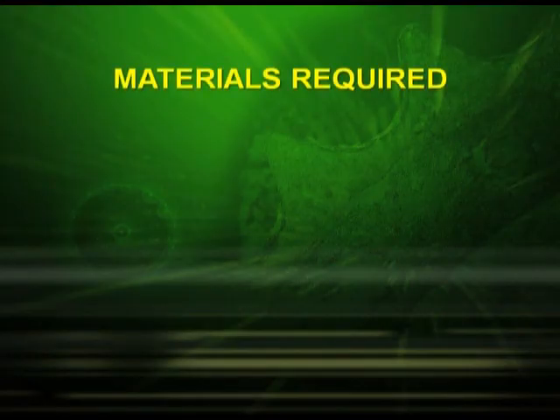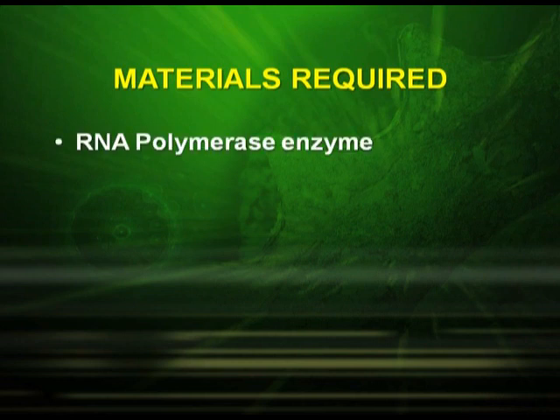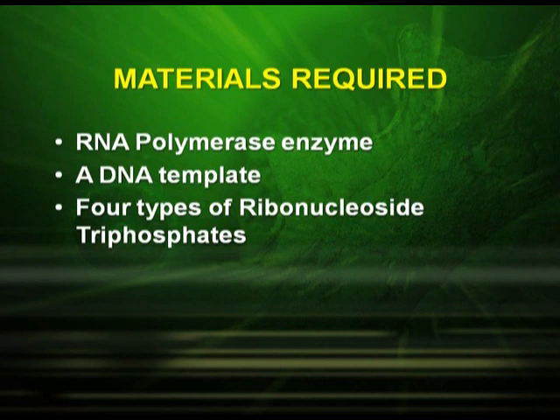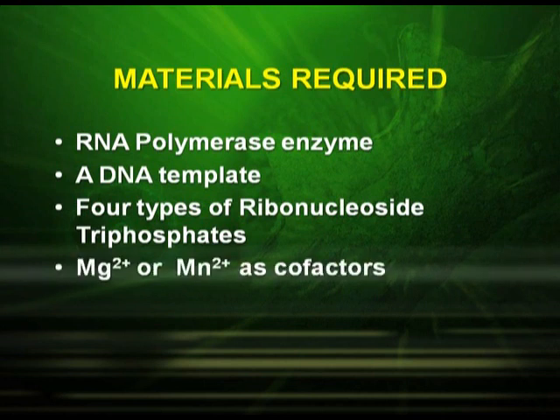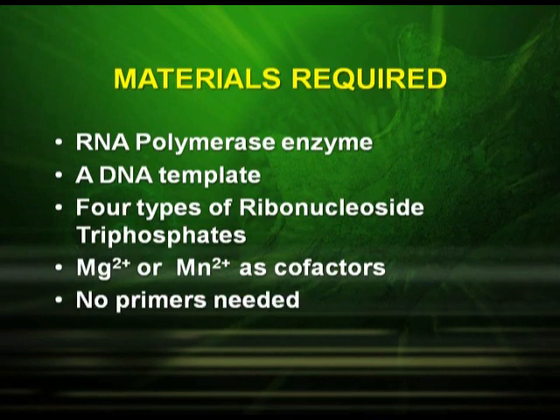Now let us see what are the materials required. The first very important enzyme is the RNA polymerase, a DNA template, then 4 types of ribonucleoside triphosphates corresponding to 2 purines and 2 pyrimidines, then magnesium and manganese ions as cofactors. But a very important thing here is no primer is needed, which was needed in the DNA replication.